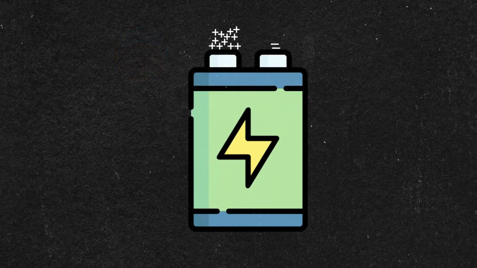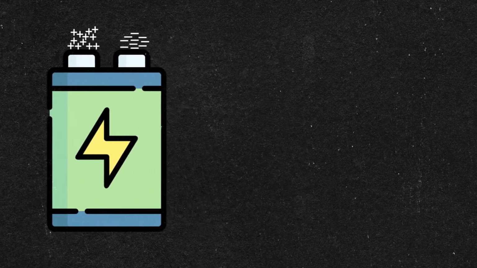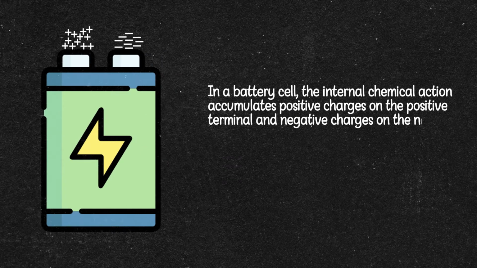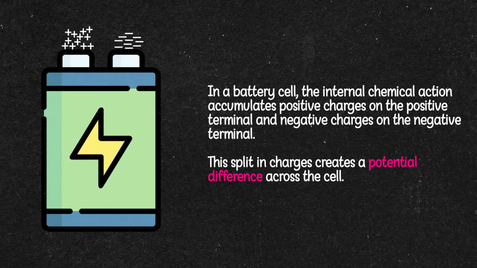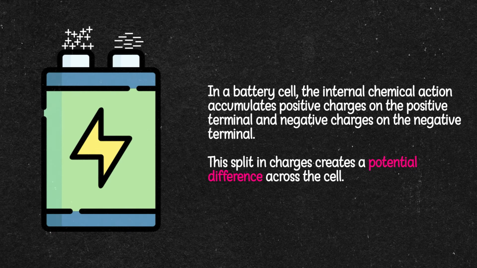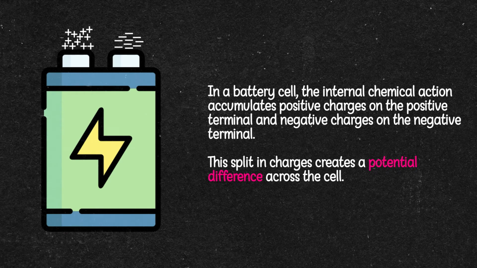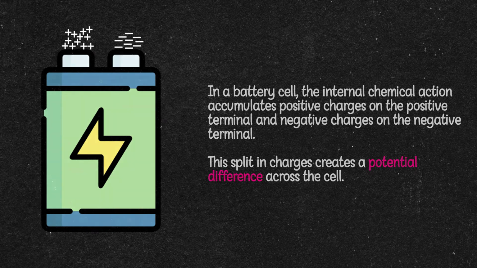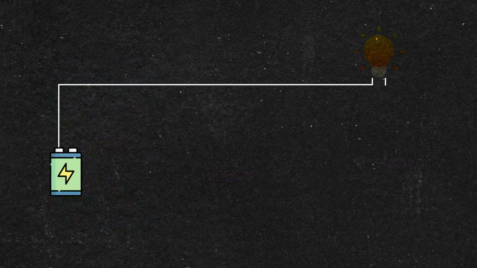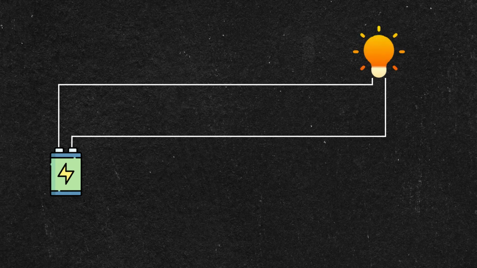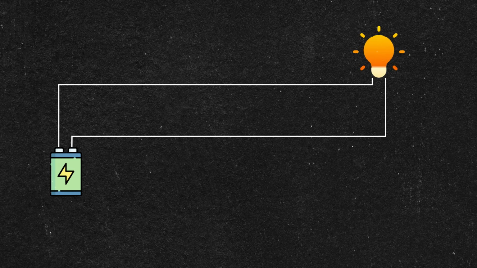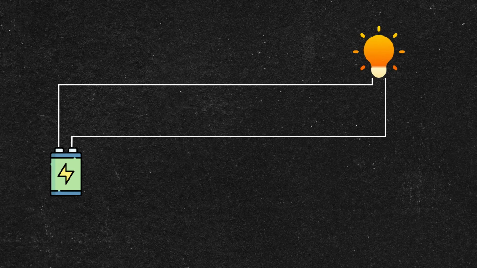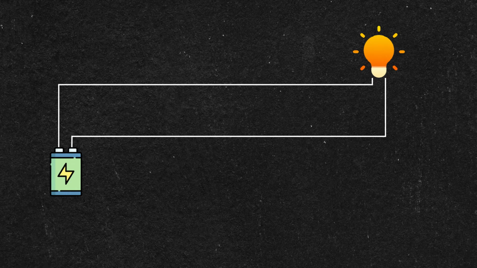In a battery cell, the internal chemical action accumulates positive charges on the positive terminal and negative charges on the negative terminal. This split in polarity of charges creates a potential difference across the cell. If a copper wire is connected across the terminals of the battery, electrons will have enough energy to overcome atomic collisions and repulsions and move to the positive terminal.